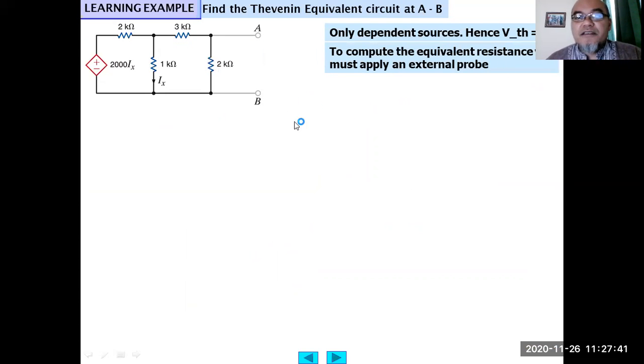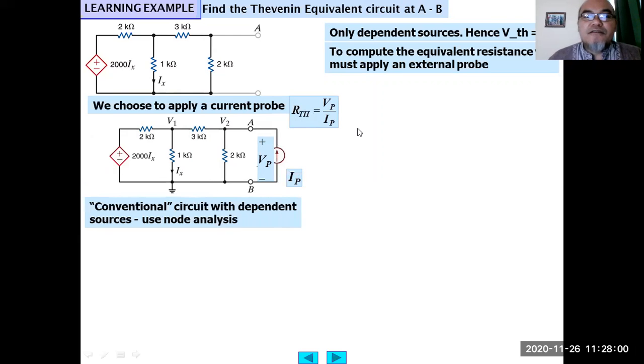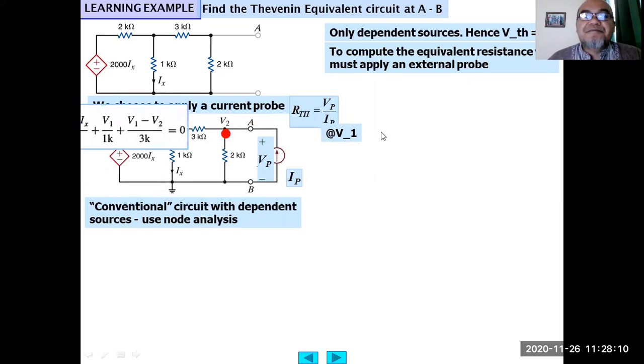To compute the equivalent resistance, we apply an external probe. Let's use a current probe here, 1 milliampere. So the Thevenin resistance will be Vp across this current probe divided by the current Ip. Then we can analyze this using conventional circuit analysis with dependent sources, using node analysis. We can also use loop analysis if we want.